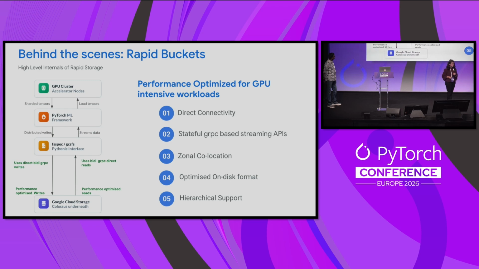So how did we optimize this entire communication? We use direct connectivity in rapid storage. Direct connectivity means we don't need any front-end proxy between fsspec and Google Cloud Storage. The protocol is also now stateful and gRPC based instead of HTTP based, and it is much faster. The data is also co-located in the same zone as your compute, so the network latency between data and compute is also reduced using rapid buckets.